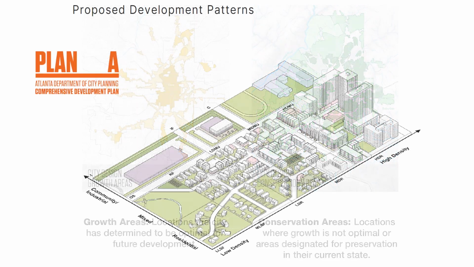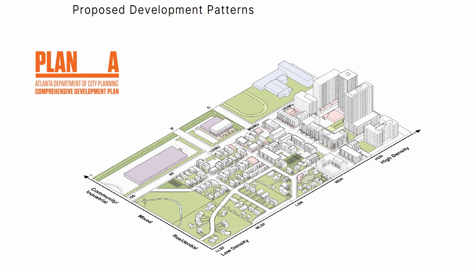On page 34 of Plan A, you'll be able to see the new vision for how a new concept called development patterns will guide the course of future development within the City of Atlanta. Development patterns replace the existing terms, future land use and character areas used in the current CDP. These development patterns will ultimately be used to inform what Zoning 2.0 will develop into as both processes proceed.